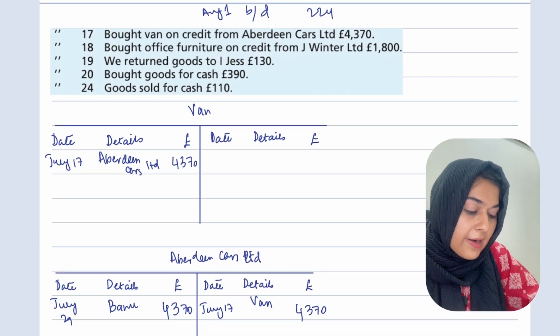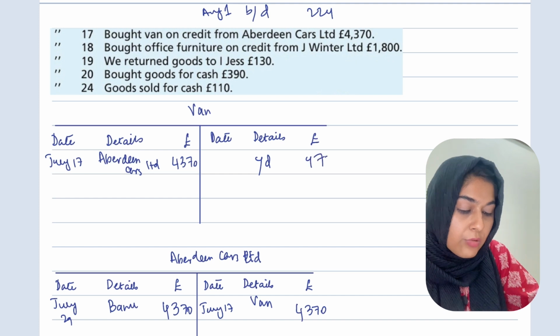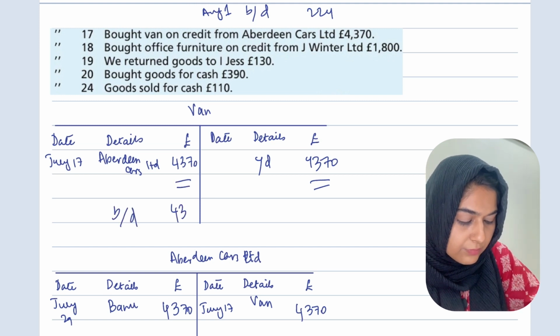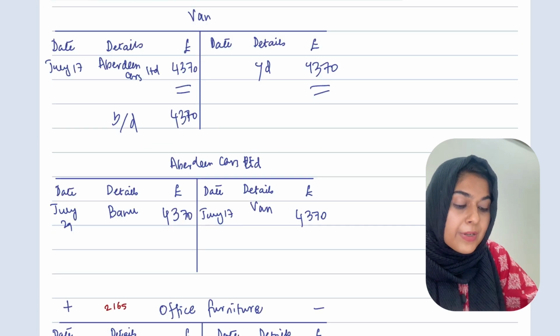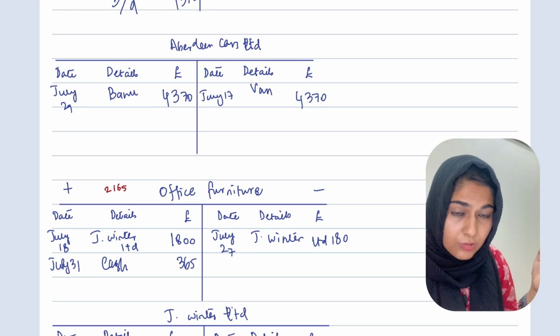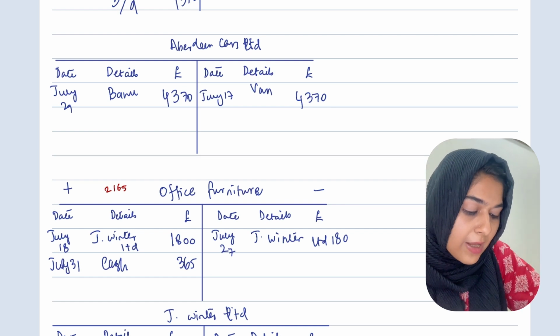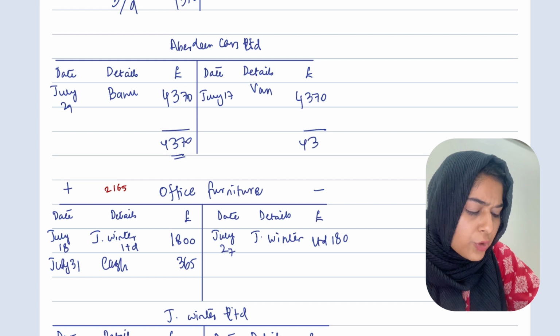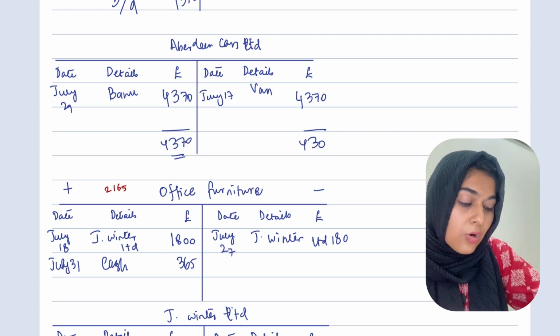For van again carried down will be 4370 क्योंकि हमने 4370 की van खरीदी है and brought down will be 4370. For Aberdeen Cars there is no balance because Aberdeen Cars से जितना हमने क्रेडिट पे खरीदा था उतना हमने उसको रिटर्न भी कर दिया, तो यहाँ पे आप इसको बस 4370 पे बैलेंस कर देंगे and you don't need to calculate a balance carried down or brought down here.